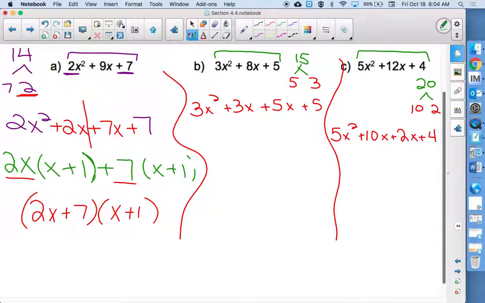So Gavin, what did you get for letter B? 3x, x plus 1 plus 5. And then pulling them together, your factored form would be 3x plus 5, x plus 1. Nice.